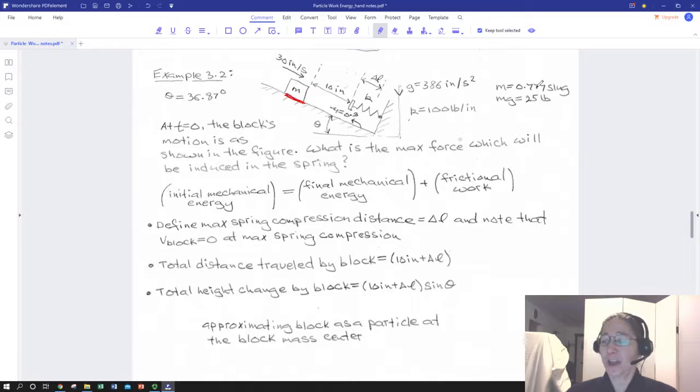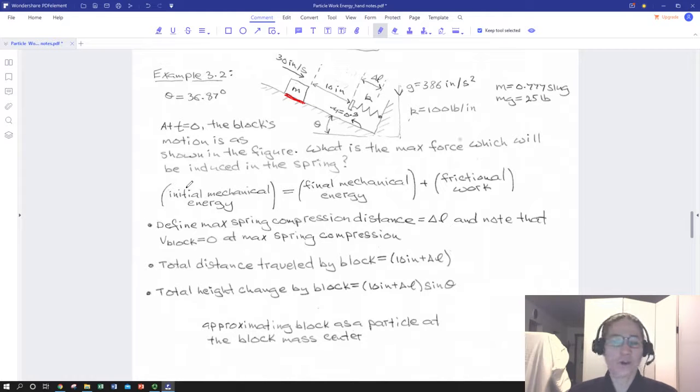So we know how many to add or multiply, and we're given a spring constant. And we're given gravitational acceleration in inches, so you can convert that to your familiar feet per second squared if you want to verify. Okay, so time equals 0, the block's motion is as shown in the figure. We've got a known position and we've got an initial velocity. And somebody wants to know what the max force we're going to end up with in the spring when the block finally comes to rest.